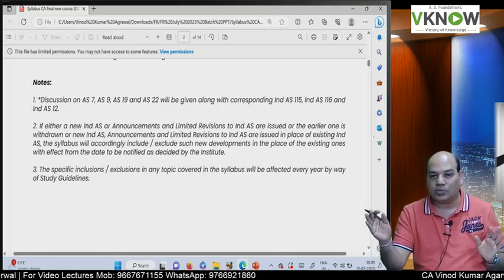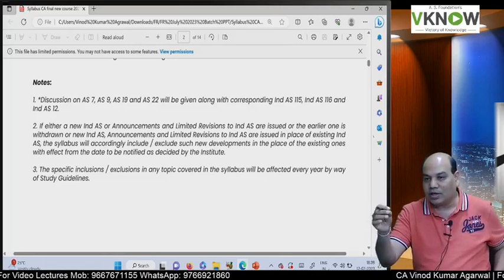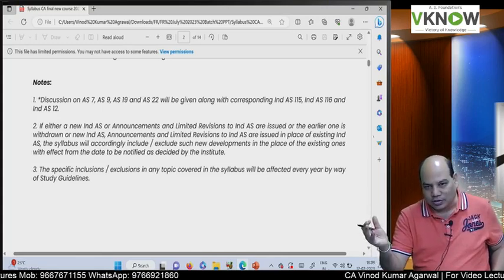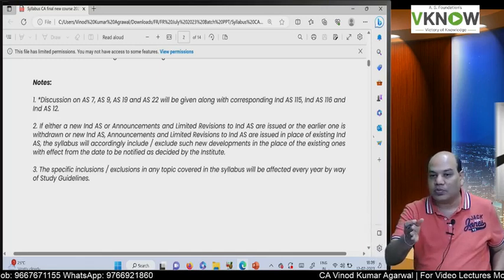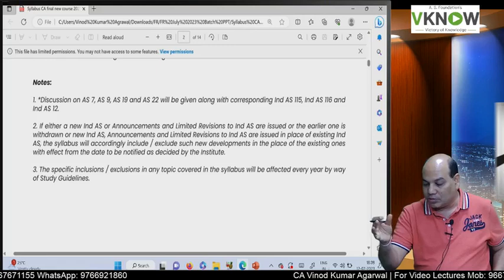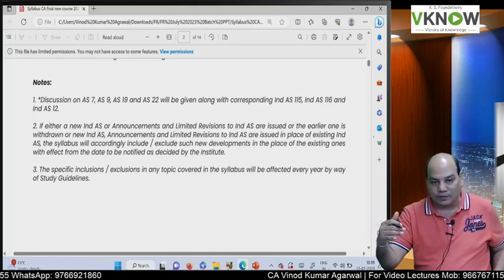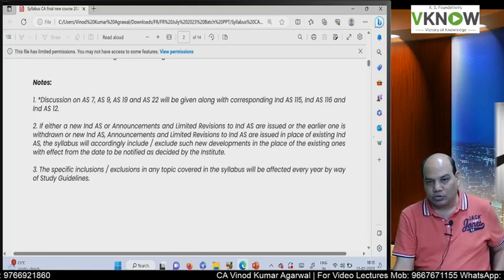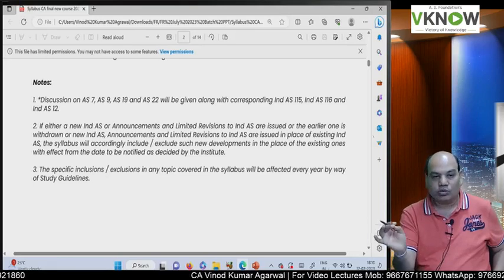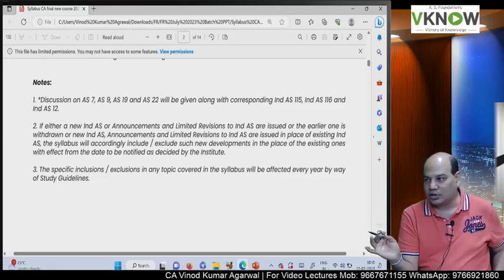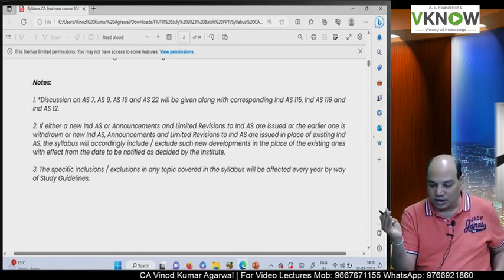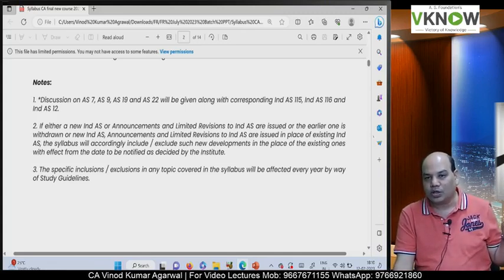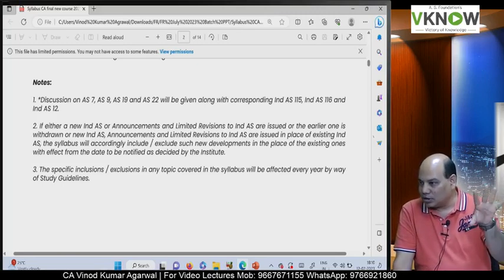Ind AS 115 is a combination of AS 7 and AS 9. It covers revenue from other operations and construction contracts also. Then Ind AS 116 will be compared with AS 19. They are very different. And similarly, Ind AS 12 deferred taxation is very different from accounting standard 22. So their treatment is different. So they are asking you to study those 4 standards, accounting standards. I repeat, AS 7, AS 9, AS 19 and AS 22. These have to be studied so that you can understand what the changes in the Ind AS are.